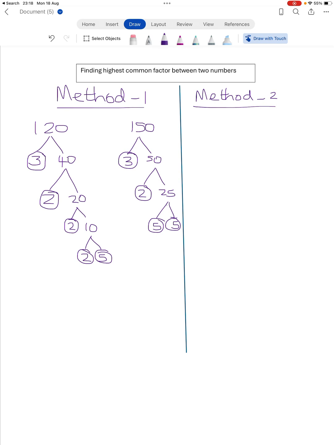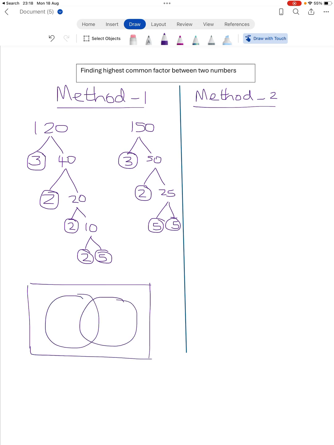Once I've finished with the prime factor trees, I need to put them in the Venn diagram. So I'm going to create a Venn diagram for both of these numbers. One number is 120, the other one is 150. Highest common factor is in fact a little bit easier than lowest common multiple because you're interested in only one thing, which is the common numbers.